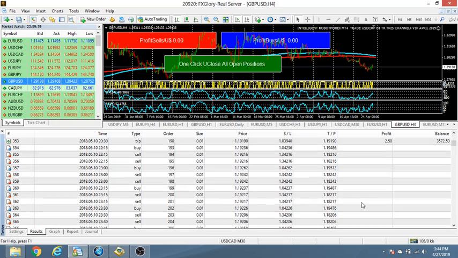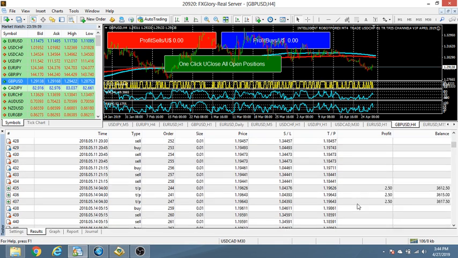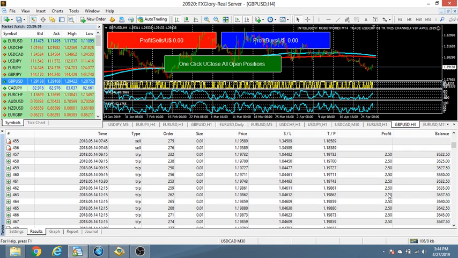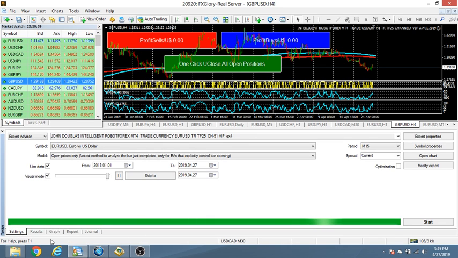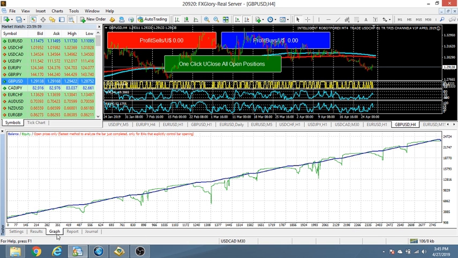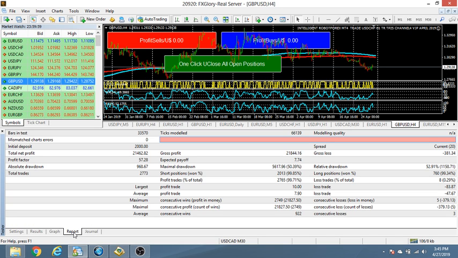See that? 25 pip, and 25 pip. Okay? Read the graph at 15-minute time frame. Okay? And this is the result of one year.